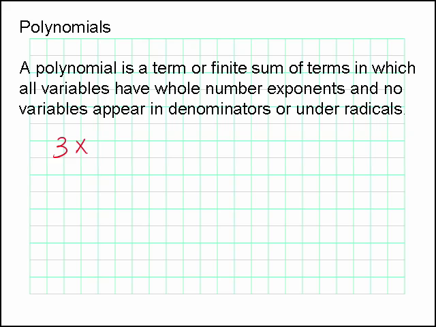3x squared minus 5x plus 1. That would be a polynomial. It has three terms. These are all examples. Another example would be 7x plus 2. That is a polynomial which has only two terms.